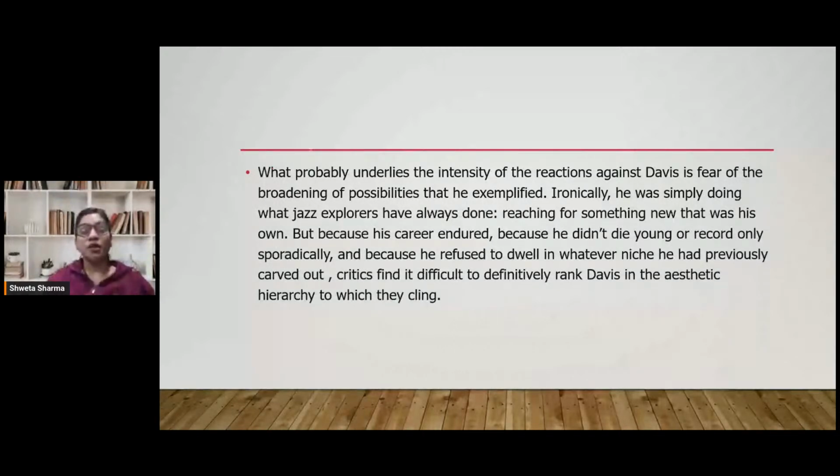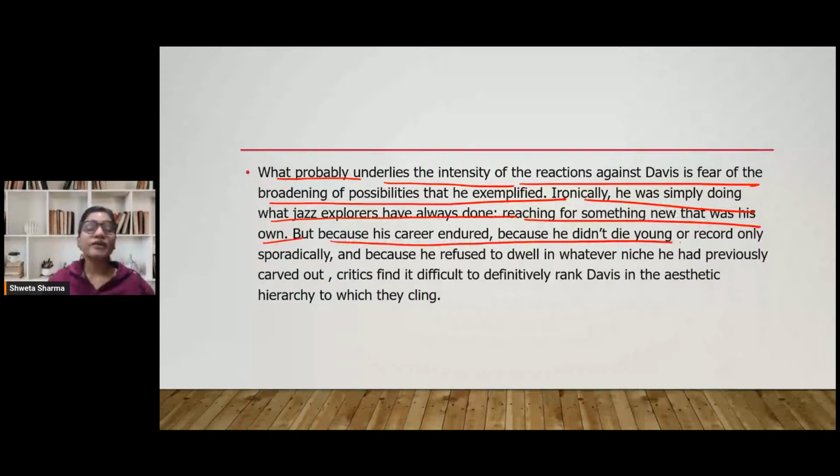What probably underlies the intensity of the reactions against Davis is fear of the broadening of possibilities that he exemplified. Ironically, he was simply doing what jazz explorers have always done, reaching out for something new that was his own. But because his career endured, because he didn't die young or record only sporadically, and because he refused to dwell in whatever niche he had previously carved out, critics find it difficult to definitively rank Davis in the aesthetic hierarchy to which they claim. Okay, so what does this paragraph do?